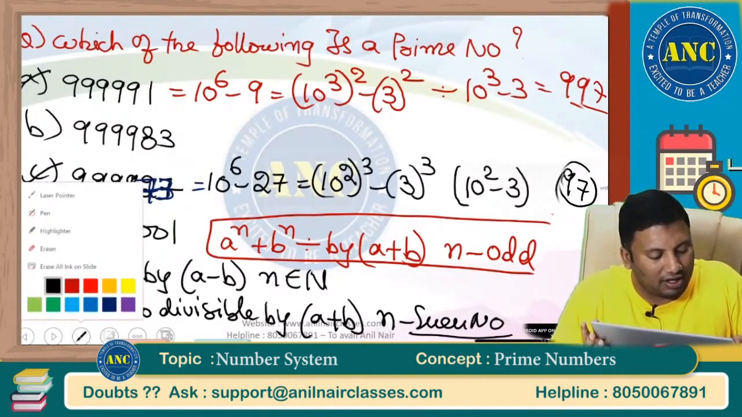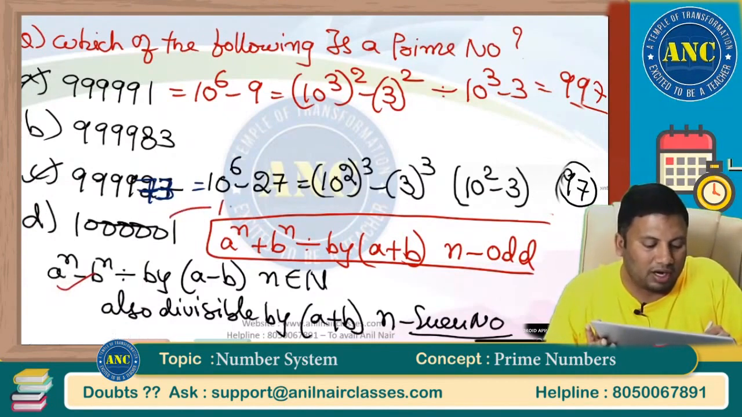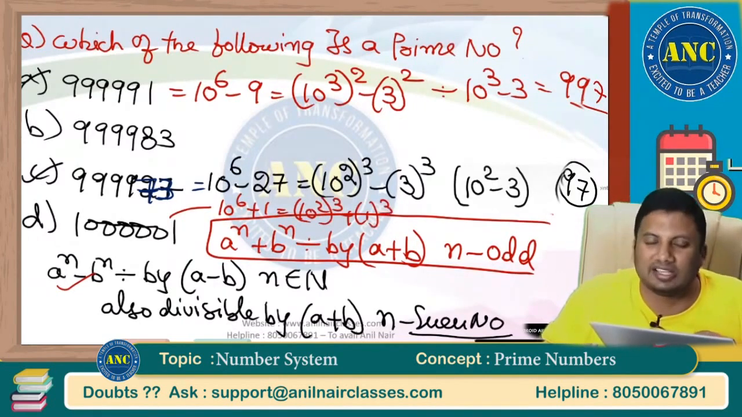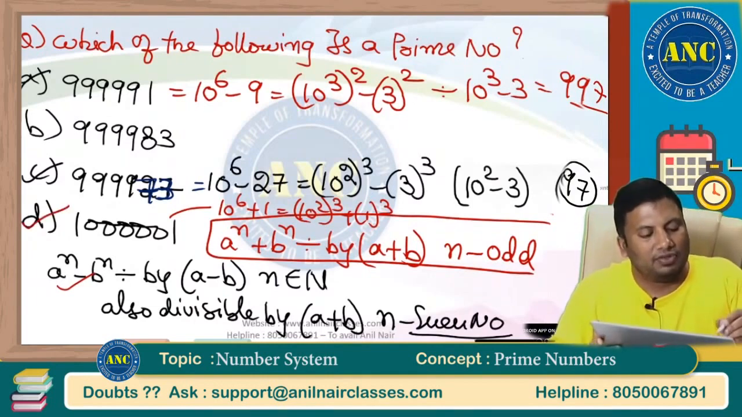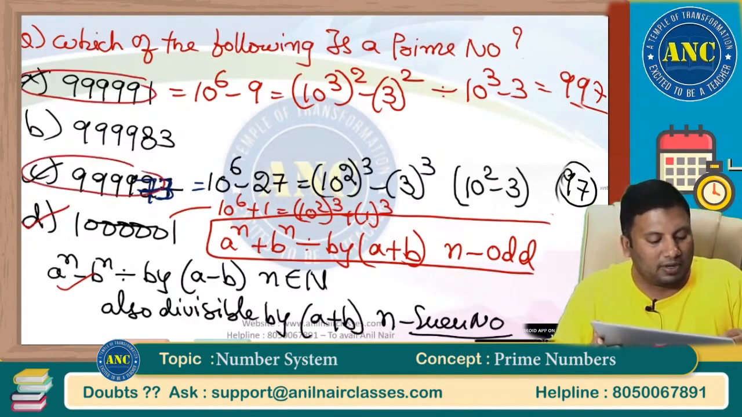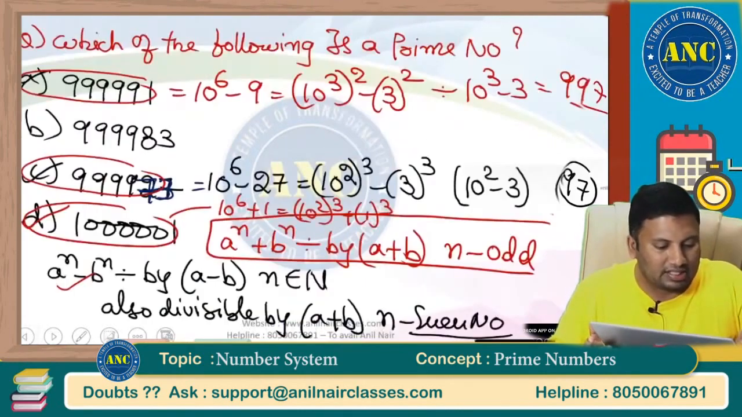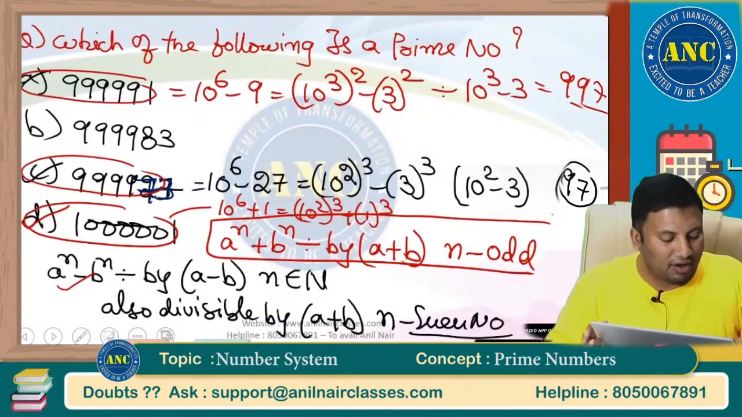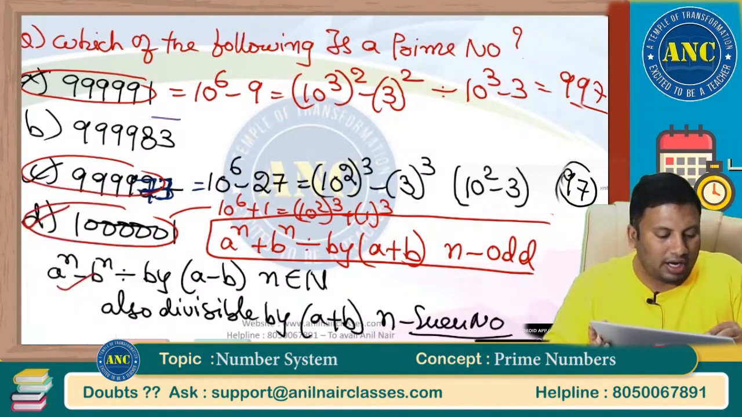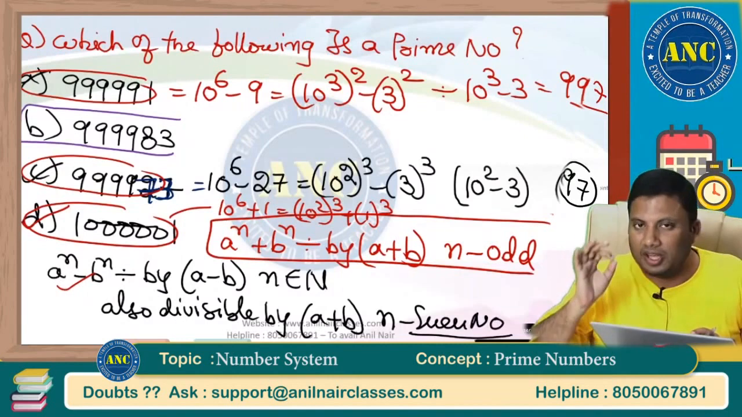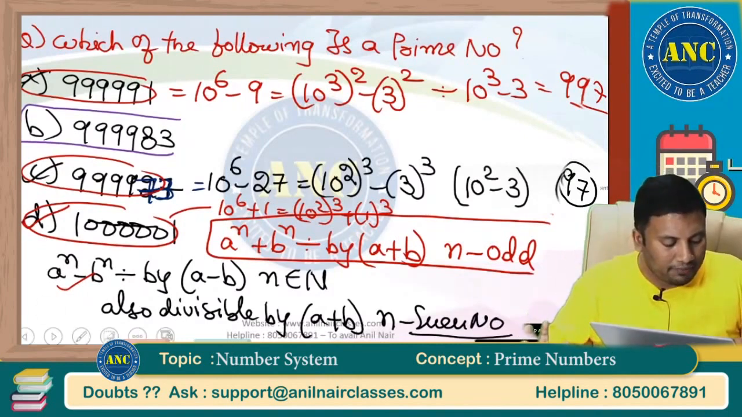Last one, the same question we did in session number 1: 10 power 6 plus 1, that is, 10 square whole cube plus 1 whole cube. A cube plus b cube is divisible by a plus b. These three are composite numbers. So the only case which will be a prime number is 4 nines followed by 83. I hope the idea is clear.